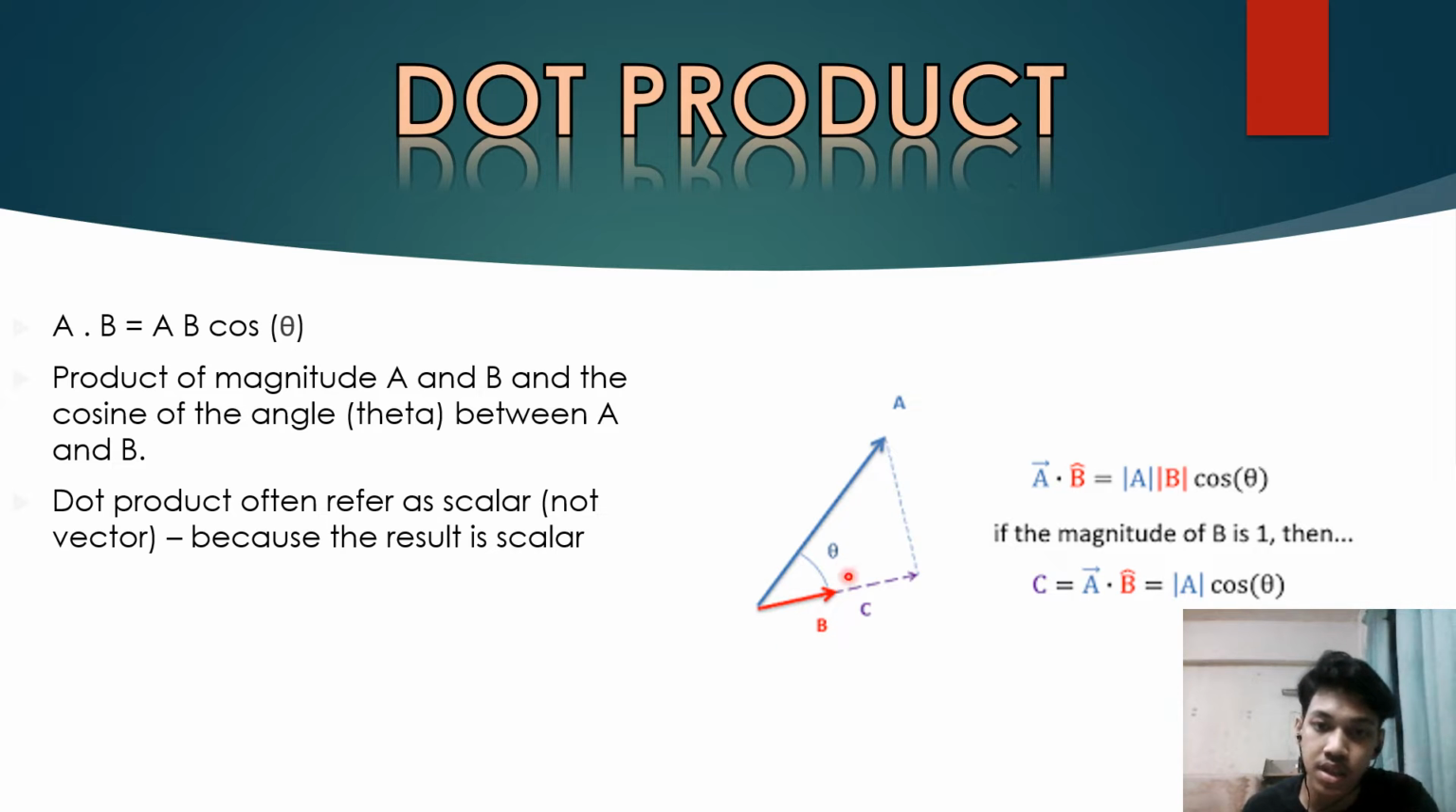In this case, theta is the angle between the two vectors. So right here is the theta. If the magnitude of B is 1, then the formula becomes only the magnitude of A times cos theta, the angle between the two vectors. That's all for dot product.